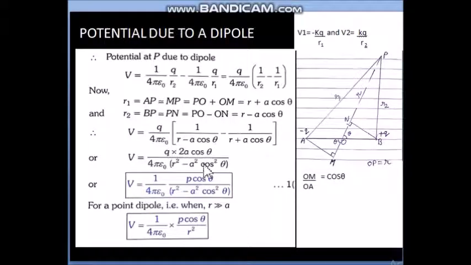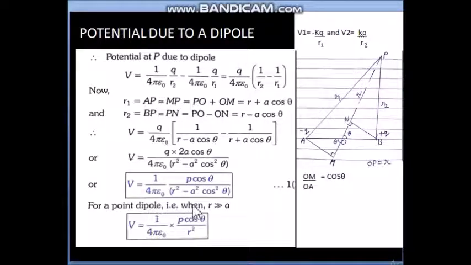So other than this common term, this is the answer we are getting. Now whenever we are dealing with a dipole, we have to always get the answers in terms of dipole moment P. As you already know, Q into 2A is dipole moment, so let us replace it by P. So final answer is K P cos theta upon R square minus A square cos square theta. K means 1 upon 4 pi epsilon 0. So this is the first answer which we have achieved, the exact expression.